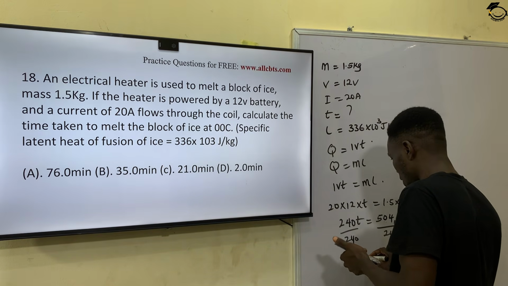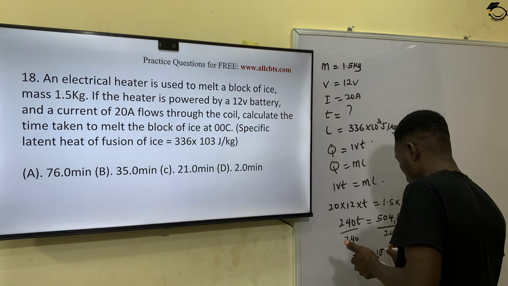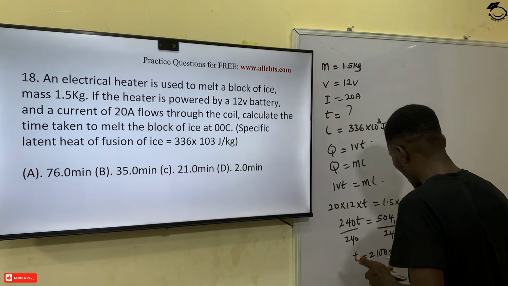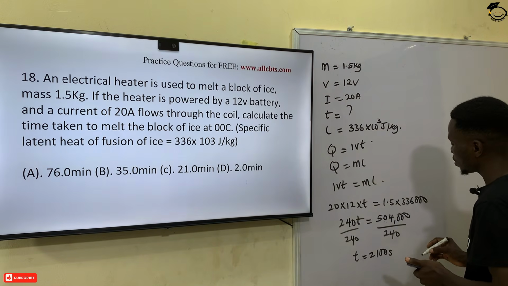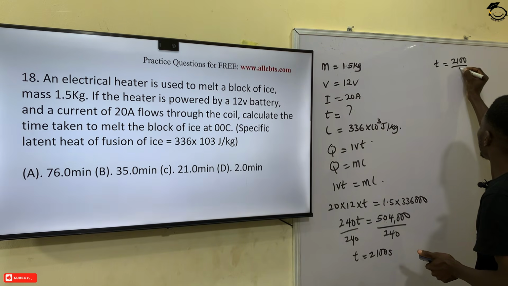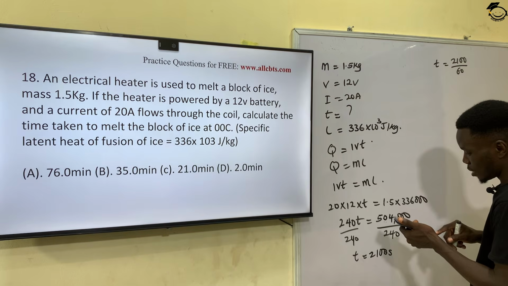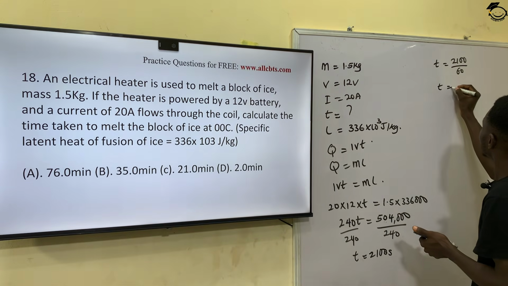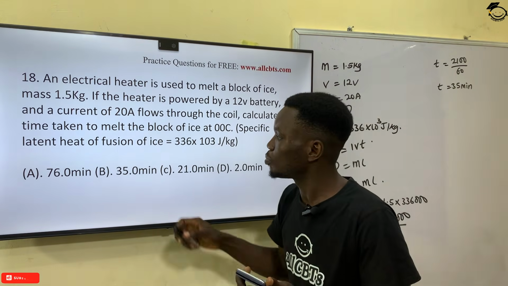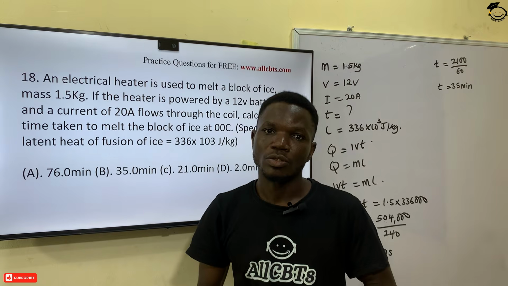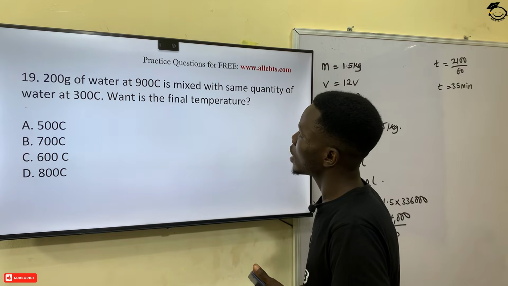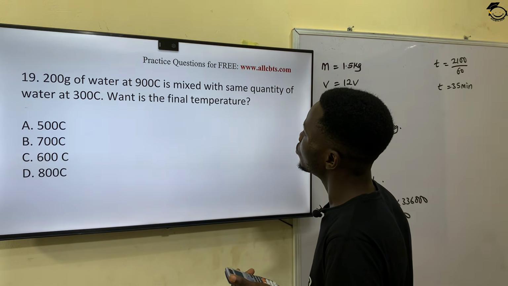So it means that my time here is going to be 2,100 seconds. Now, if you discover all our options are in minutes, so I will convert this to minutes, which means that what I'll be having is 2,100 divided by 60. So I'll divide this by 60, and that will give me 35 minutes. So the correct answer to this question is option B, which is 35 minutes.